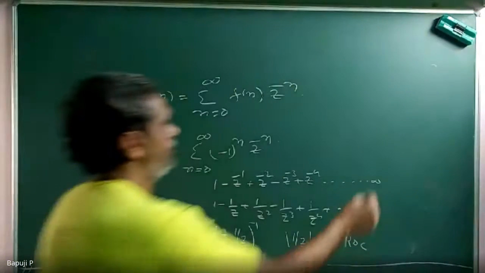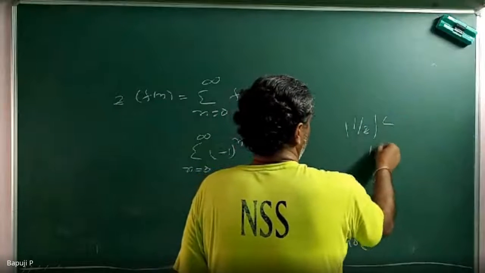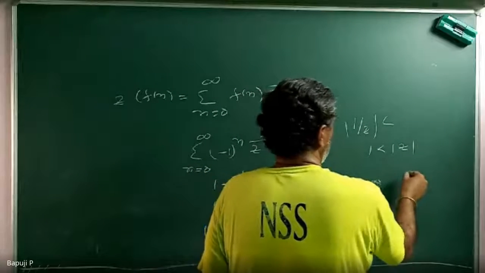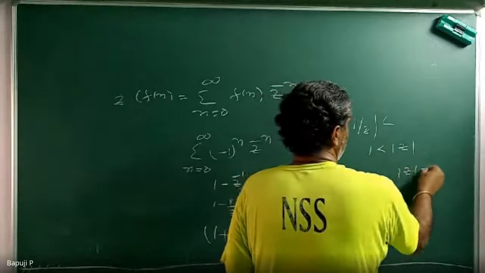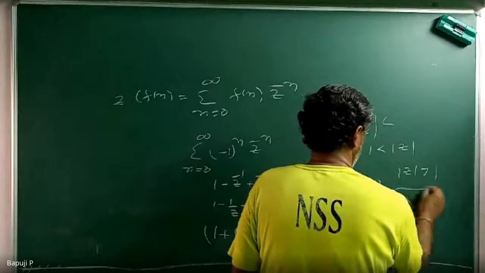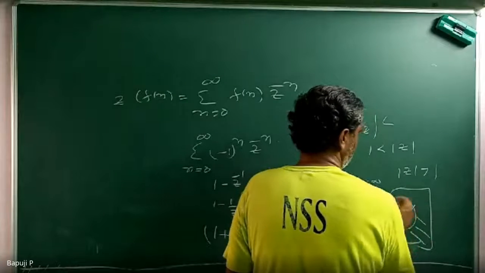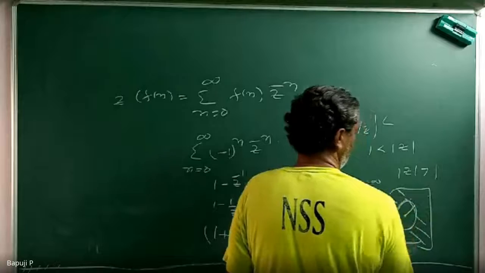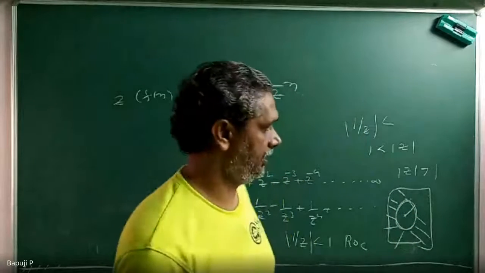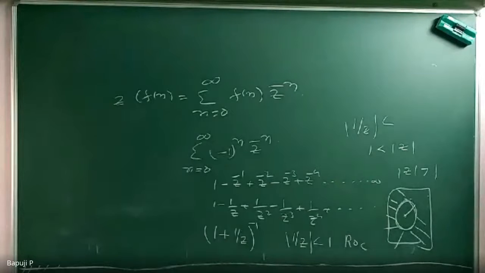So this is the meaning. 1 by z is less than 1 means 1 is less than mod z, that is, mod z is greater than 1. So if you take the unit circle, everywhere outside it converges. And you have already studied in complex numbers how to write mod z minus c equal to r like this. So mod z greater than 1 means all the remaining parts; this is the convergence.